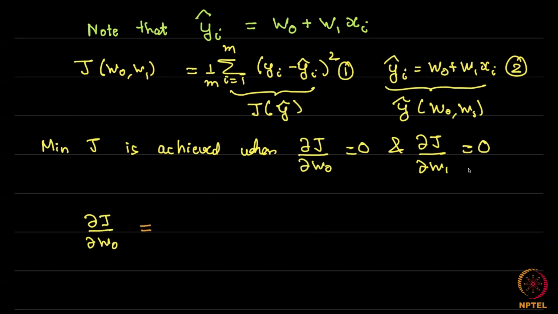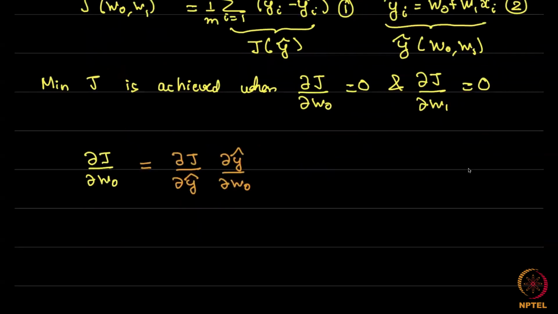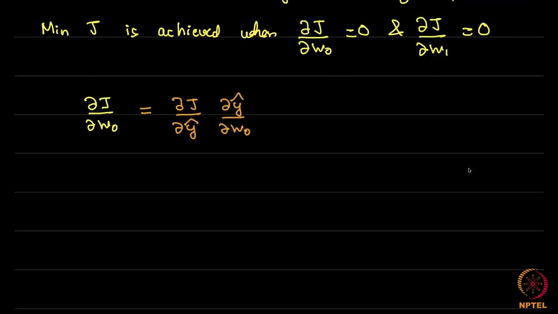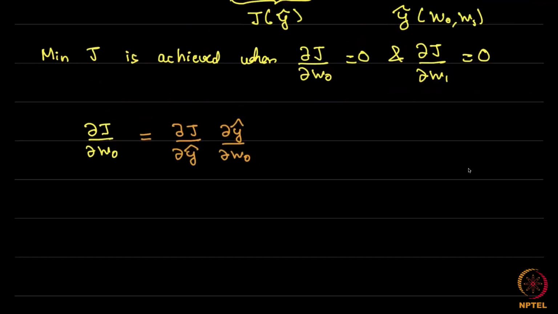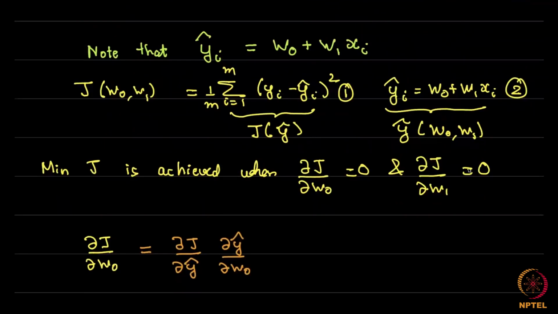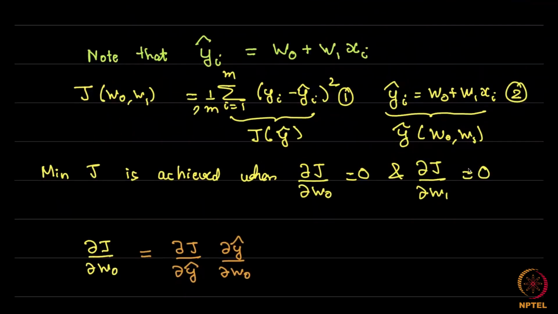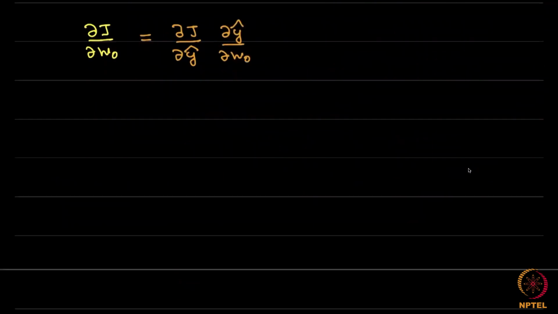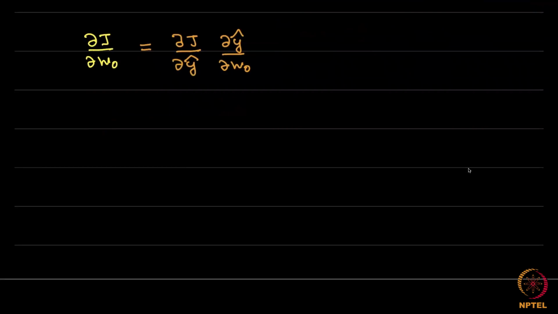So del J del W0 you can write as del J del Y hat multiplied by del Y hat del W0. Okay. We want to set this to 0, but let us first start with this equation. Now, a convenient thing that we can do is to put a factor 2 upfront here. It's not very important, but typically we do that. We put a half so that when we take a derivative, this 2 and 2 cancel out. So it's a little bit easy. So instead of taking mean square error, we take half of mean square error. That's just a convenience that we use.